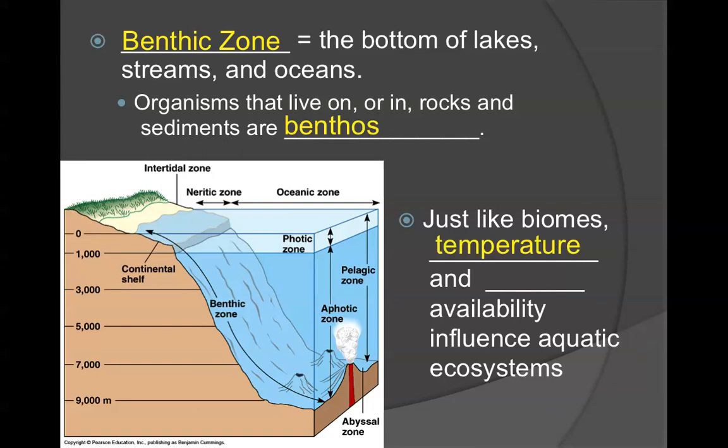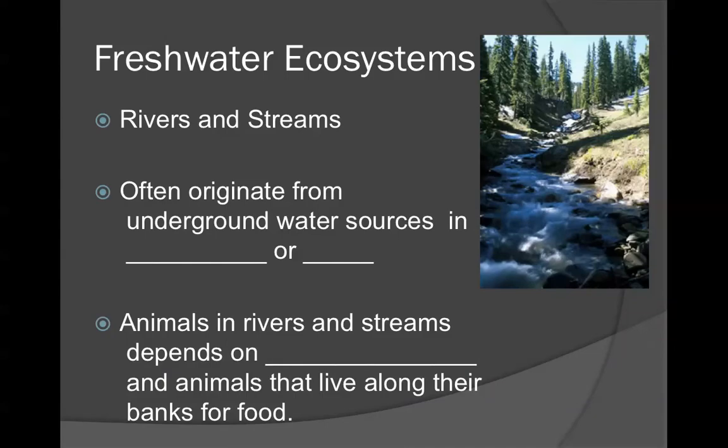Just like biomes, temperature and nutrient availability influence an aquatic ecosystem. So a freshwater ecosystem, like rivers: we have rivers and streams. They often originate from underground sources in mountains or hills. Animals in rivers and streams depend on terrestrial plants and animals that live along their banks for food.